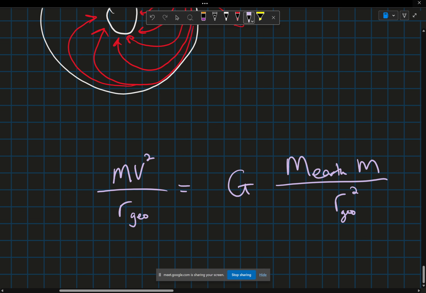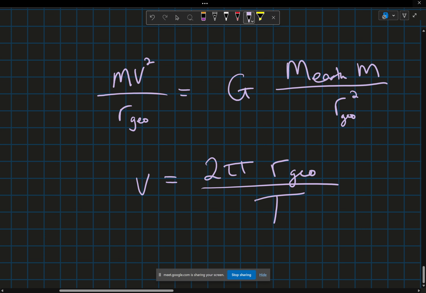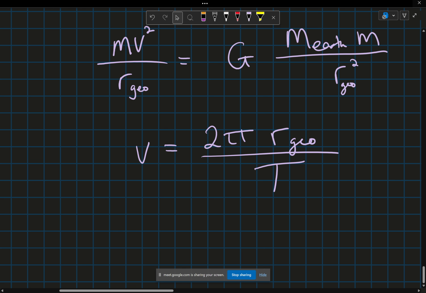So looking at that, the orbital speed, which is v, is going to be equal to, let's look at the equation. The orbital speed v for a geostationary satellite is related to its period. So how do we get that? That is going to be equal to 2 pi r_geo over T. So we're looking at the angular velocity of the entire thing.